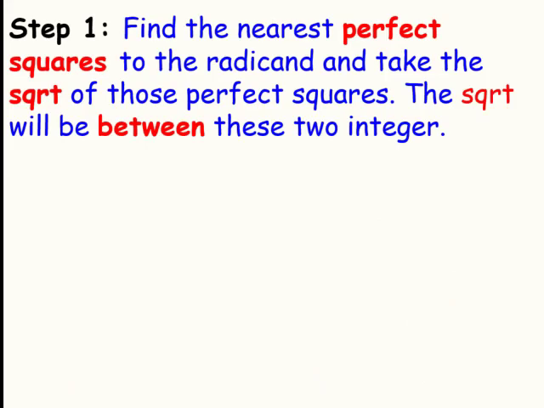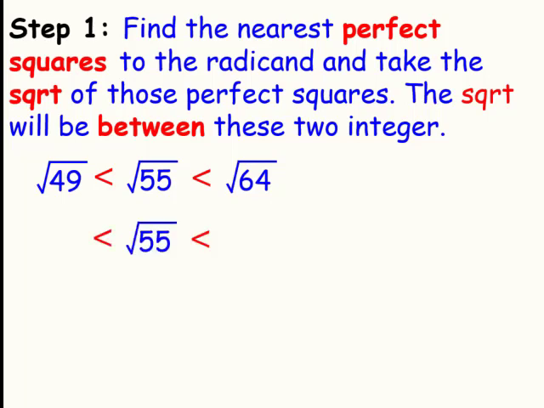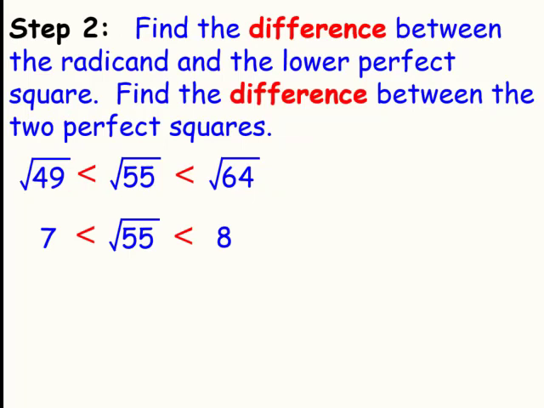Let's try another example. The square root of 55 is between what two perfect squares? This would be the square root of 49 and the square root of 64. Notice that 55 is between 49 and 64. Therefore, the square root of 55 is between the consecutive integers 7 and 8. Our next step is to find the difference between the radicand and the lower perfect square, and to find the difference between the two perfect squares.